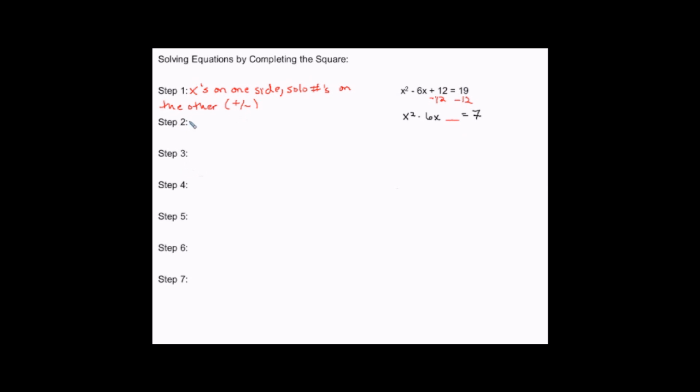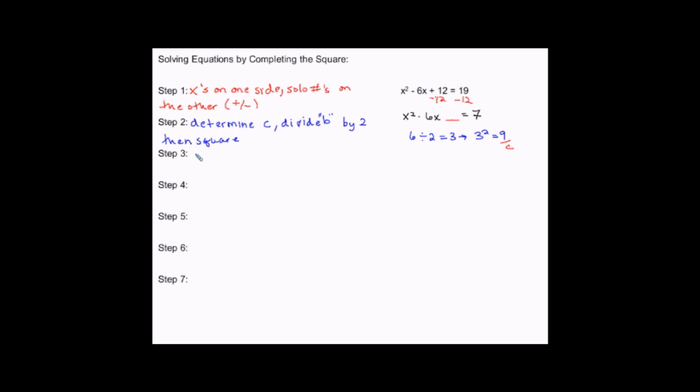Once I've done that, now I need to determine c. So I'm going to divide b by 2, then square it. b is negative 6, so I'm going to take that 6, divide it by 2, that'll give me 3. I'll take that 3, square it to get 9. This is c, right here. So I've determined c.